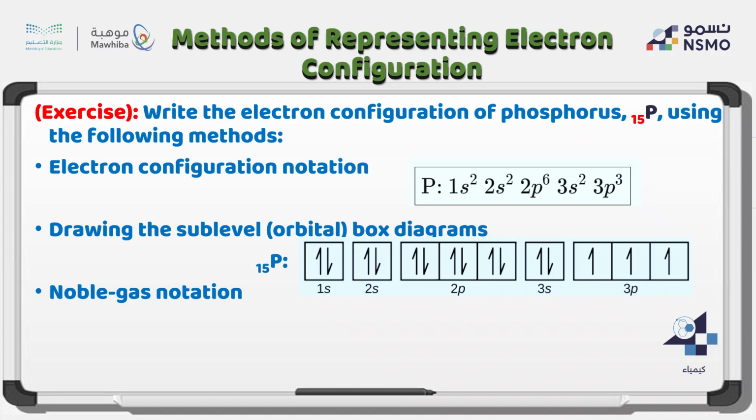The last one, noble gas notation. The noble gas before phosphorus is neon. So the noble gas notation will be [Ne] 3s2 3p3.